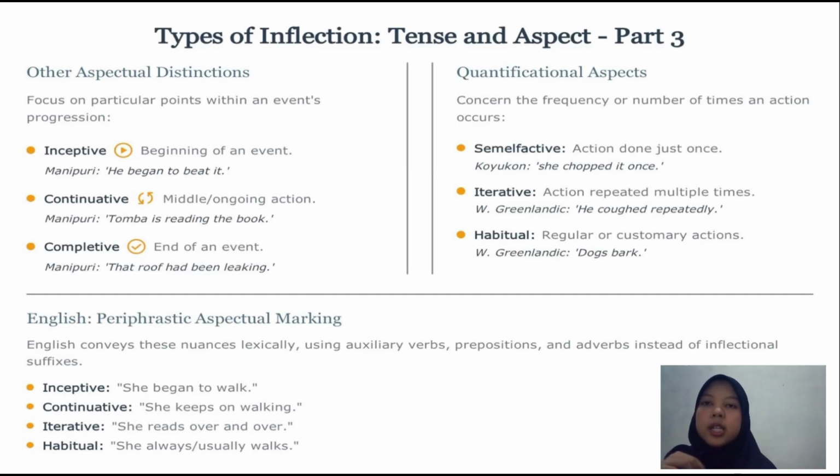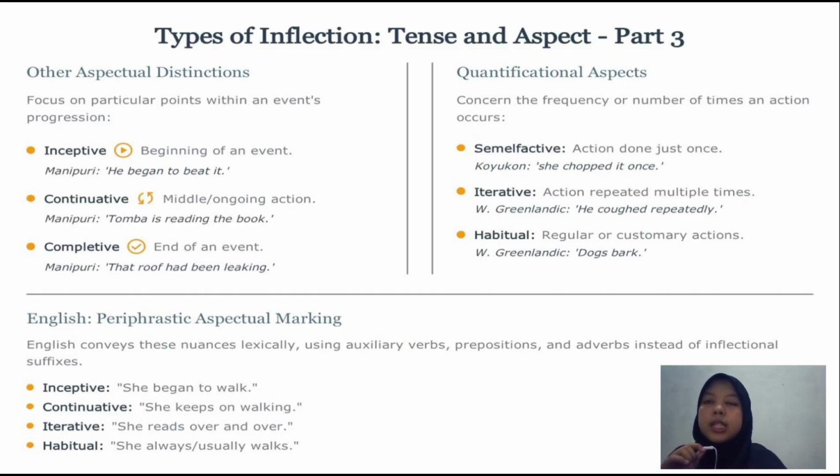For the next is iterative. An iterative describes an action that occurs again and again, usually in a short period. He coughed repeatedly. This means he coughed many times in a row.